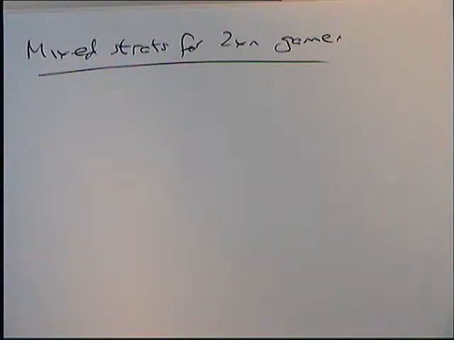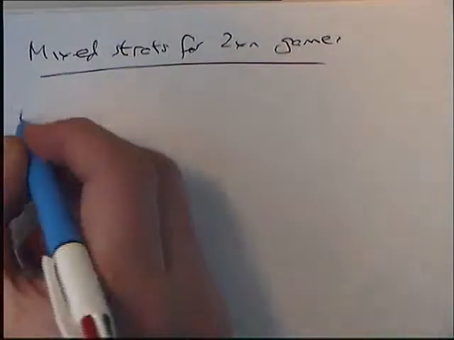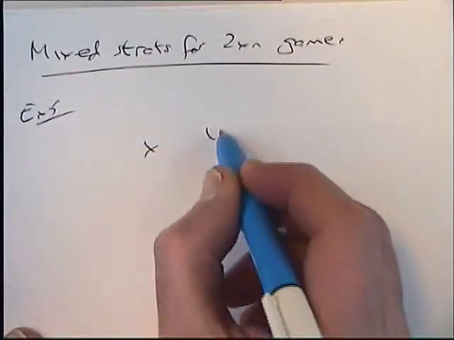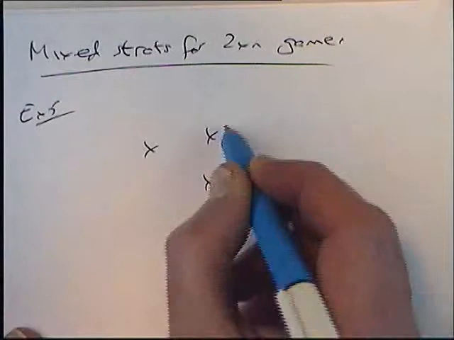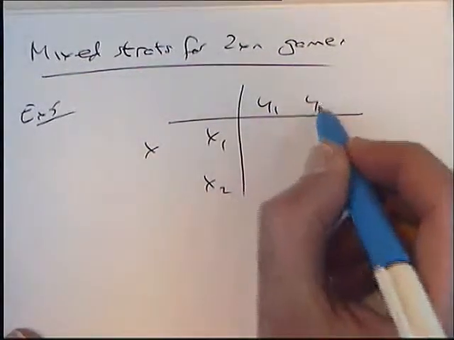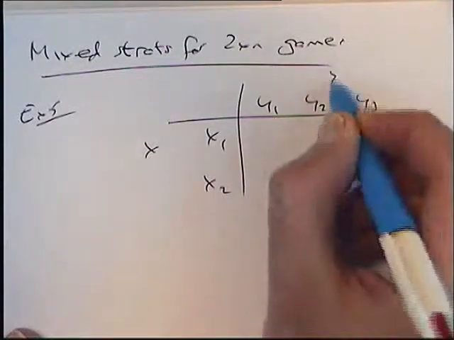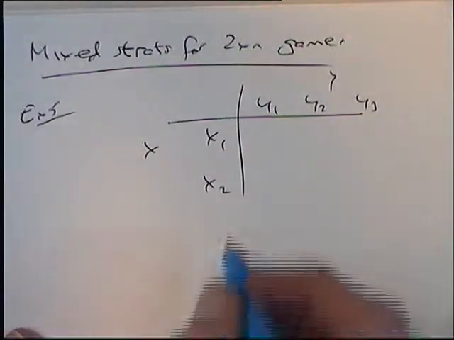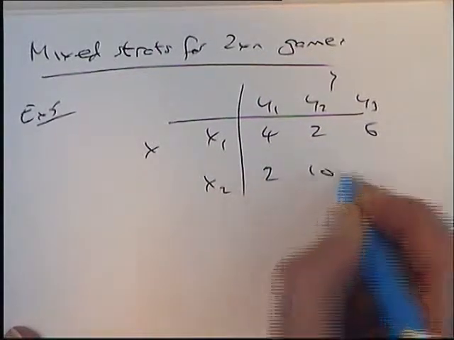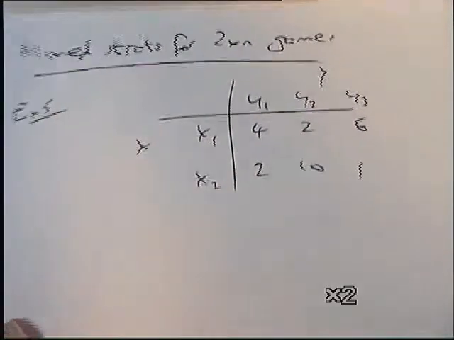Strategies for 2 by n games. So, if we have another example, I'm calling example 5 now. We're going to have 2 players, x and y. Player x has 2 strategies to use. Player y has 3 strategies to use. And our payoff matrix is given to us there.